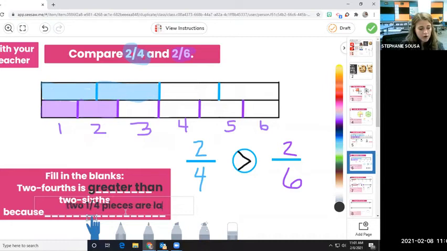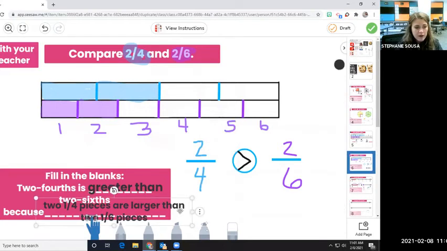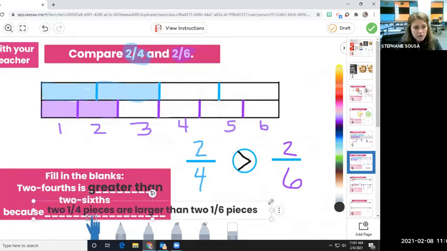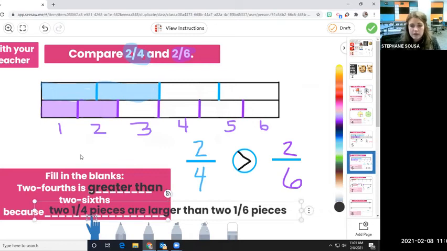are larger than 2 1/6 pieces. So we've used the vocabulary of that unit fraction name for each model. We've also used the numerator and denominator that we've been given. And I'll stay here for a moment to let you get caught up.